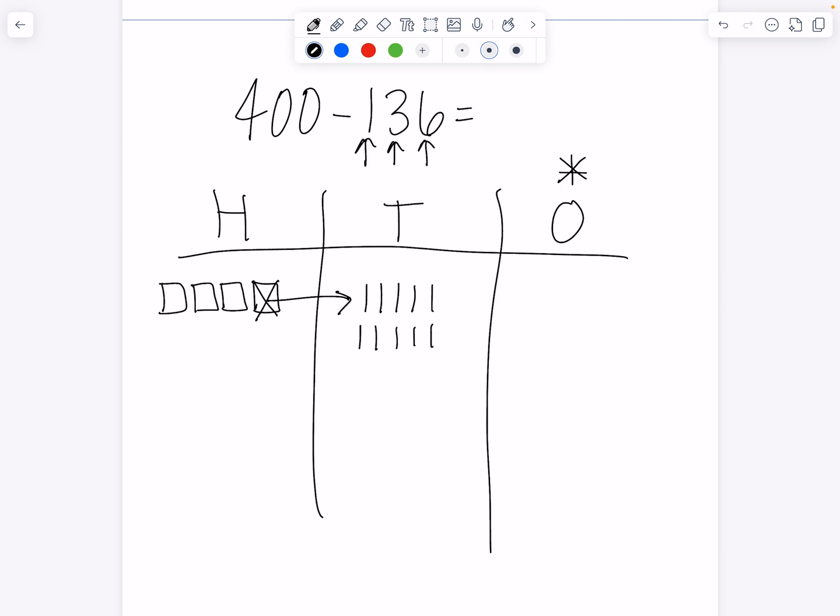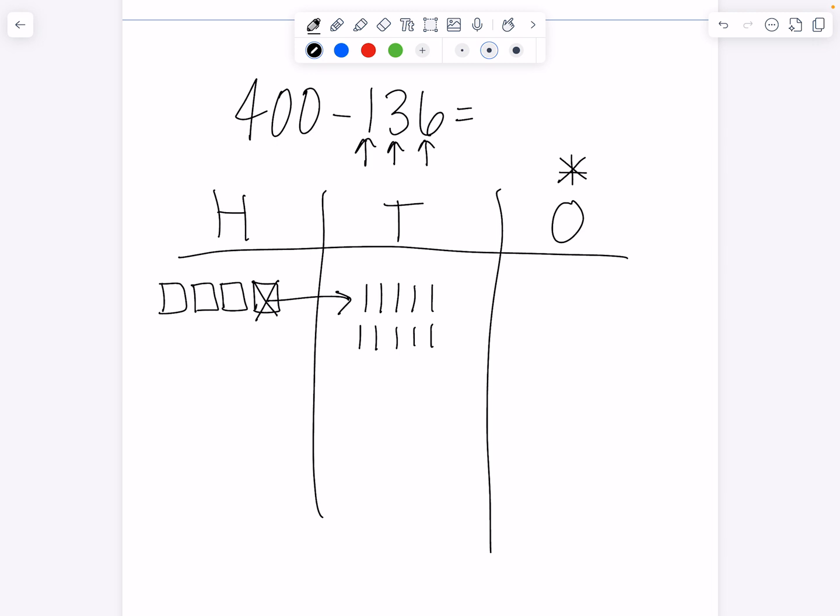All right. Have I done any subtraction yet? No. All I've done is just rearrange the way that my problem looks. I've got 3 hundreds and 10 sticks, and that's still 400. All right.